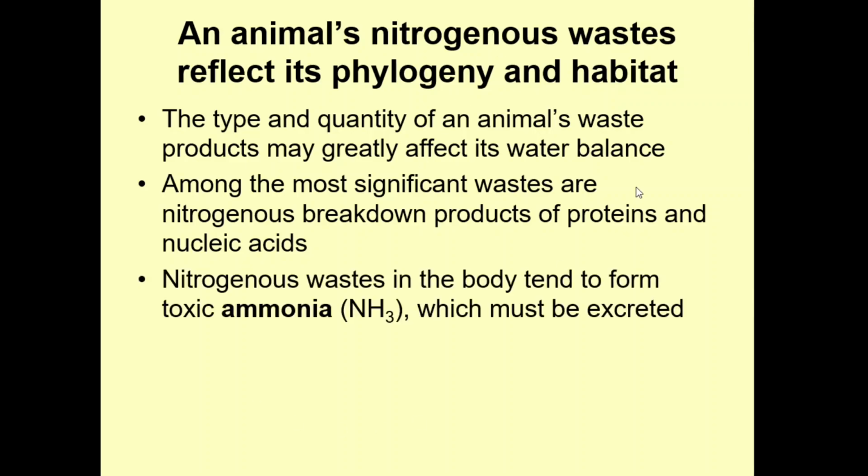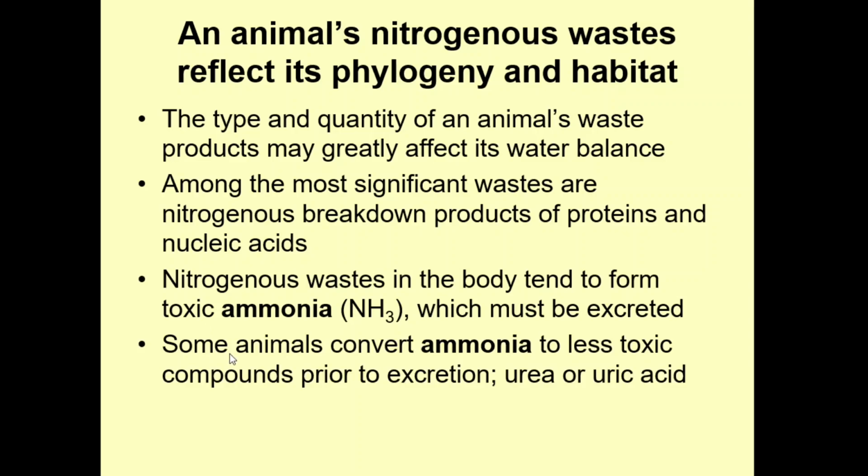And nitrogenous waste products come in three main types within animals. And we need to go through and have a look at each one of them and talk about how they are determined by the type of animal that we have, its anatomy, its physiology, and its habitat. So nitrogenous waste in the body tends to form toxic ammonia, so that's NH3, and that must be excreted. Some animals will convert ammonia to less toxic compounds prior to excretion.